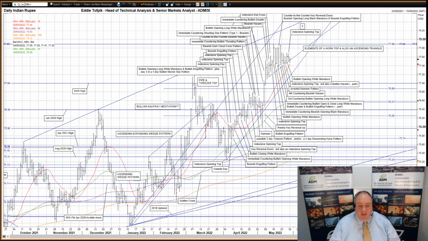And by that I mean that the last 3 weeks action does have elements of a horn top, as well as elements of a possible ascending triangle pattern. These are not fully developed patterns, just actions that have elements of these patterns. Hence, I'll ponder on this, or these, a little more as the market continues to seemingly still be trying to make up its mind about what's next.